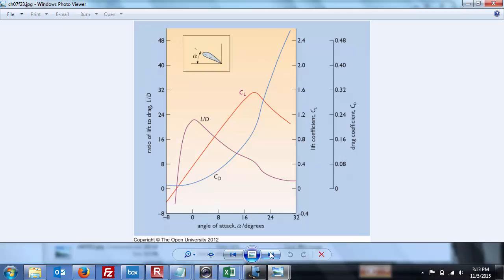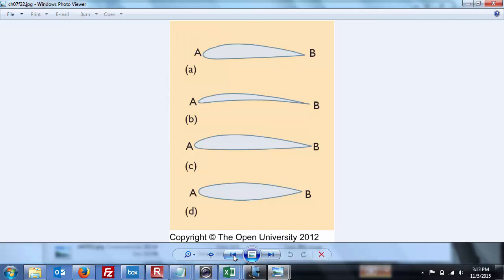I'm looking at Figure 7.22. This is the next figure in the series. Types of airfoils. A, B, and C are asymmetrical, meaning that the top is a different shape than the bottom. A and C look like your typical wings on an airplane. B is maybe more like what a bird's wing would look like.